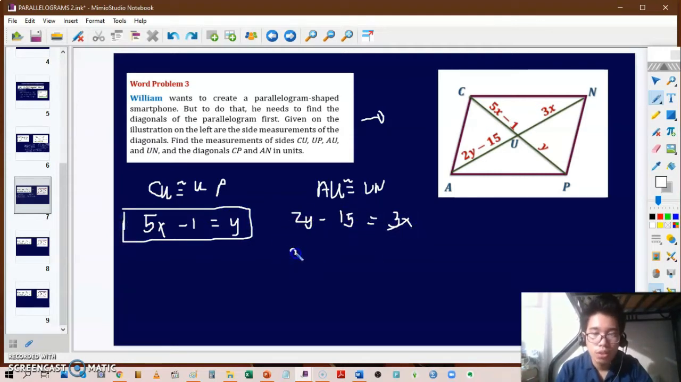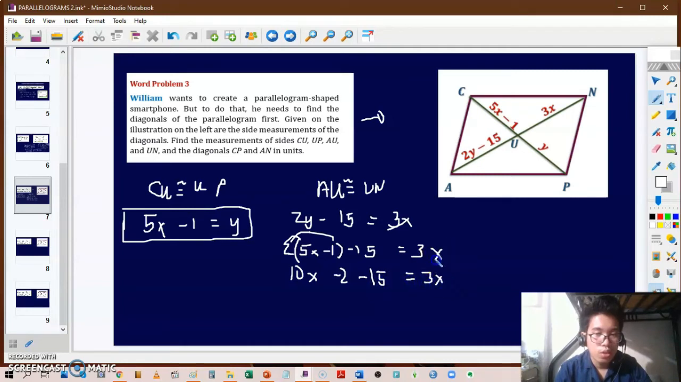So that will give you 2 times y, which is equal to 5x minus 1, and then minus 15 is equal to 3x. Then we can distribute this 2 right here. So that will give you 10x minus 2 minus 15 is equal to 3x.